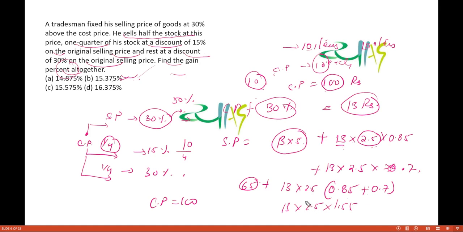Fine. What more can I do? This is 65, so even here we have 13. So I'll take it common from here also. Now we are left with 5 plus 2.5 into 1.55. Now we have to do this much calculation. So what is this going to be basically?